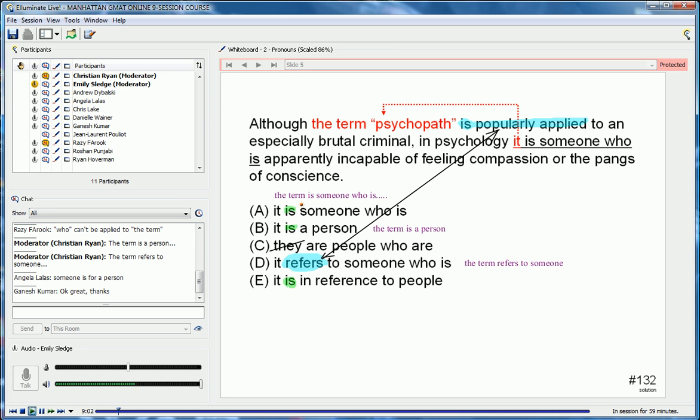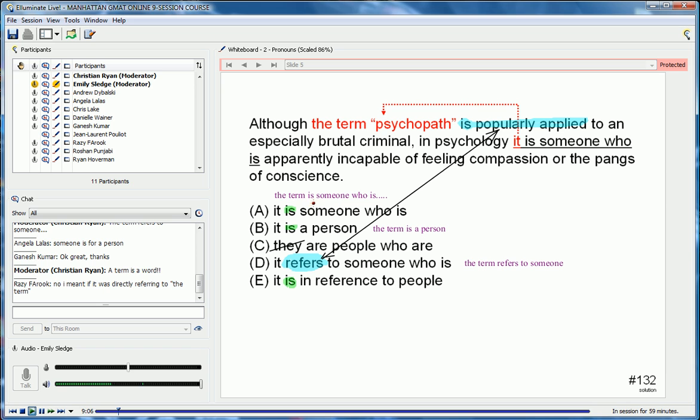A person is someone, right? But a term is not someone. And that's sort of ironic, right? If we want to use is, it works like an equal sign in a sentence. This is basically incorrectly equating a term to a human. And that's going on in both A and B, so we can get rid of both of those. Now you guys all went with D, which is the correct choice.